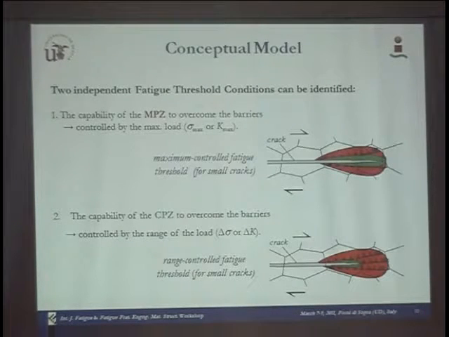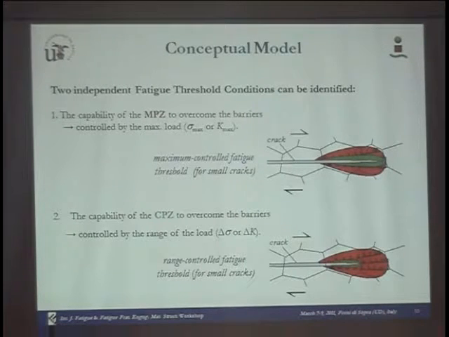Doing so, we can distinguish between two independent fatigue threshold conditions. The first one is based on the capability of the monotonic plastic zone to overcome the microstructural barriers, and that condition will be controlled by the maximum load. This situation is represented in this picture, and let's imagine that we are applying a loading cycle with a small maximum but a big range.